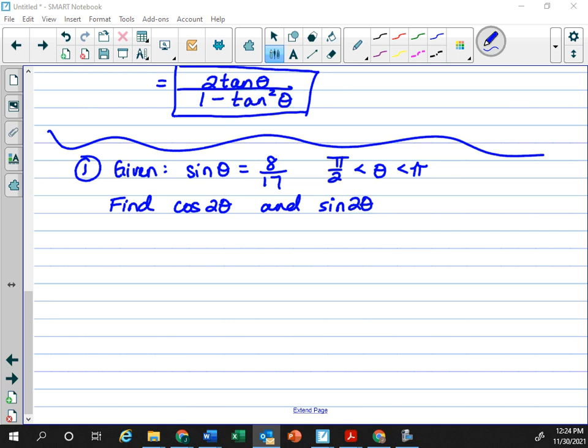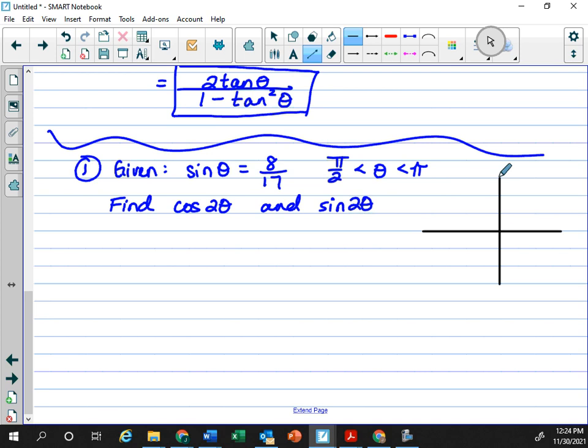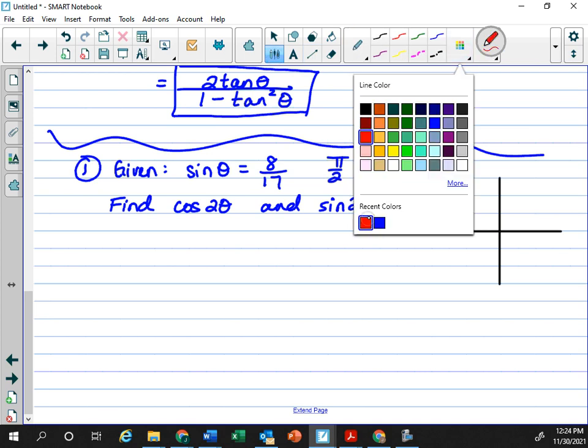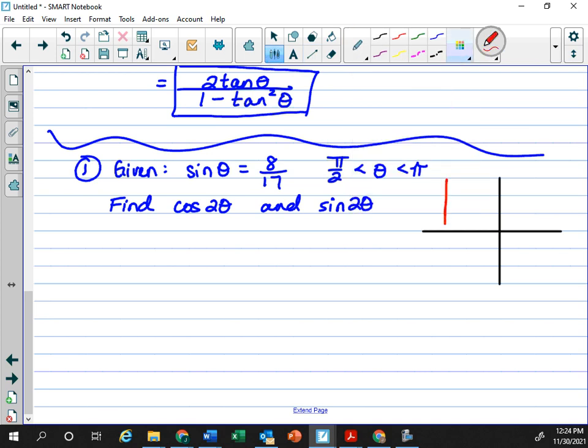What do you think we need to start with on this? Draw a triangle. Excellent. So I'm going to go over to the side here. And which quadrant am I drawing this triangle in? Good. Okay. All right. Second quadrant.